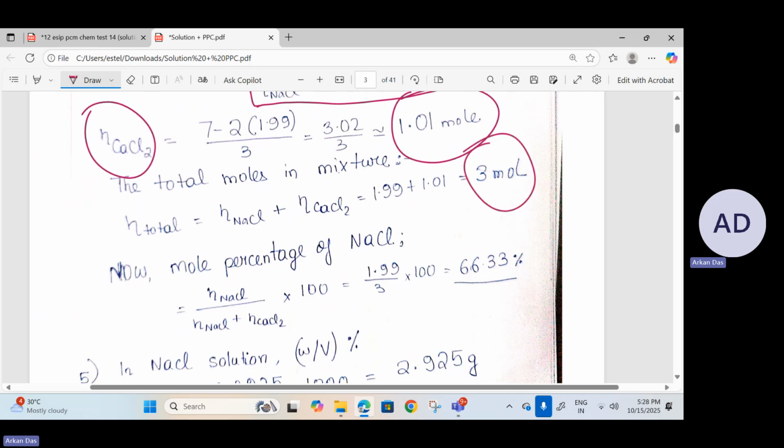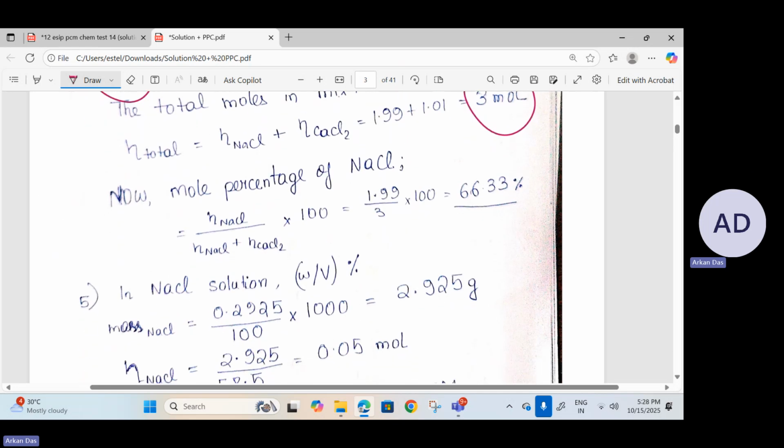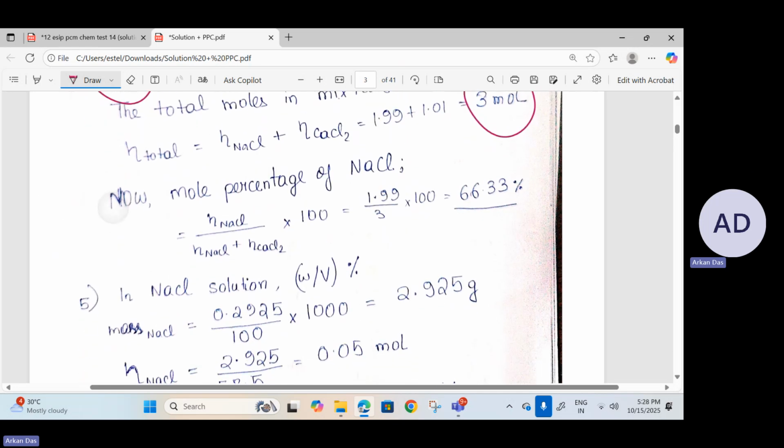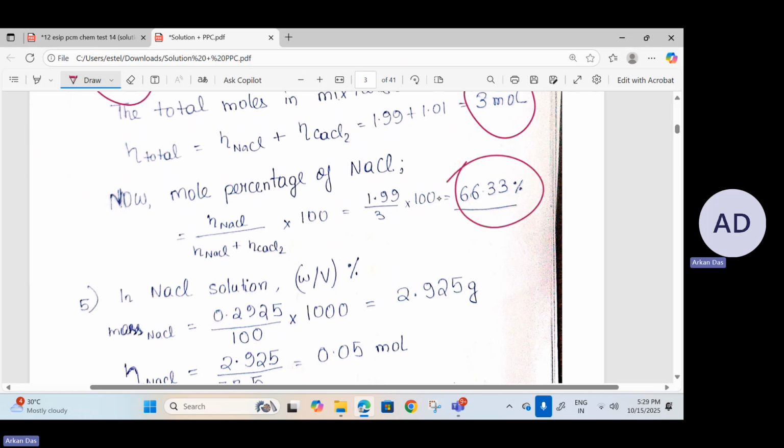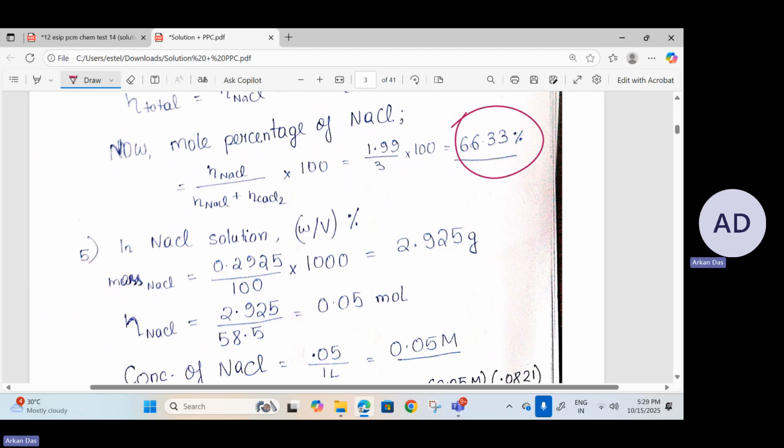Together, they will give you how much? 3 mole. Now, the mole percentage, if you want to find, is number of moles of NaCl divided by number of moles of NaCl plus number of moles of CaCl2. You are going to observe the percentage to be how much? 66.33%.